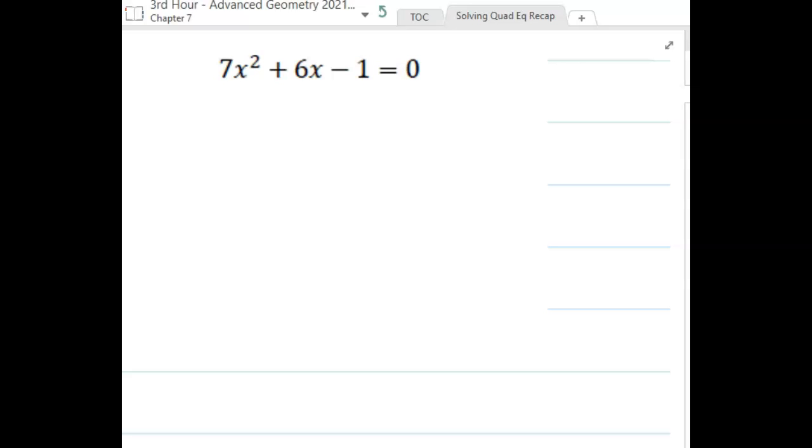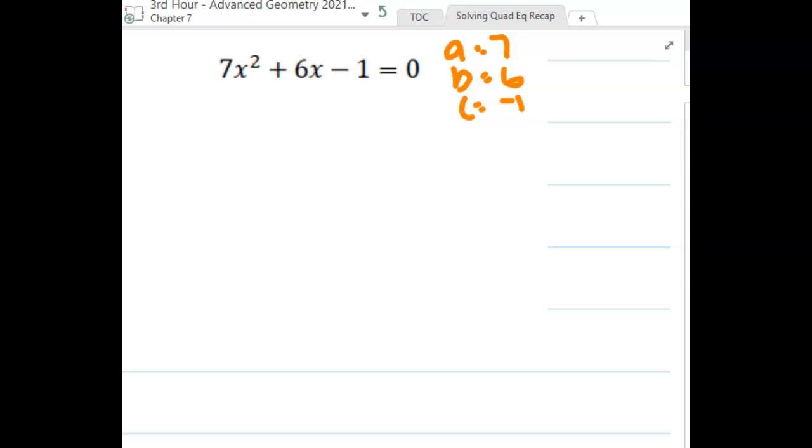Now for the quadratic formula, like factoring, it has to be set equal to 0. Once it's set equal to 0, you can identify your a, b, and c that you're going to plug into your formula. So remember, these are in the form ax squared, so a is 7, plus bx, so b is 6, plus c. Be careful with the signs, my c is going to be negative 1.